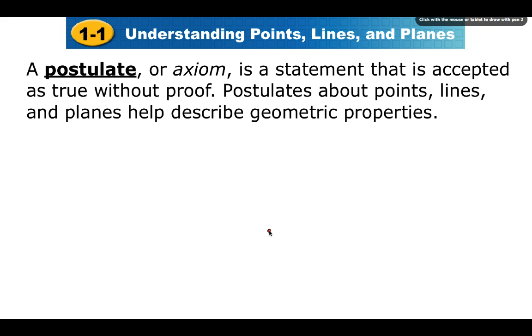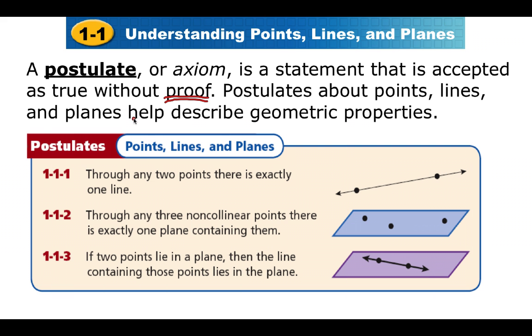I'll read this. A postulate or axiom is a statement that is accepted as true without proof. Postulates about points, lines, and planes help describe geometric properties, and we're going to be using a lot of postulates in this course. Eventually, we cannot do this. We're going to have to prove whatever we're using. We're no longer going to call it a postulate. We're going to call it something else. But anyway, these are the three postulates that we'll start using.